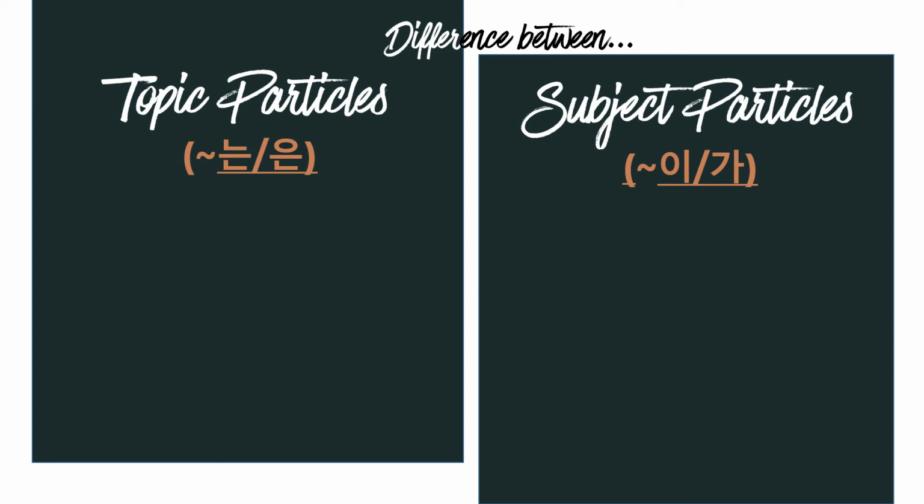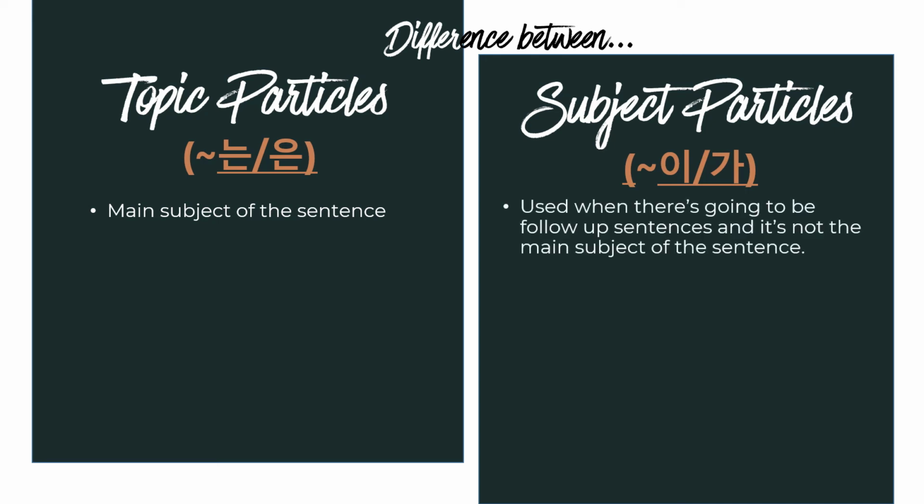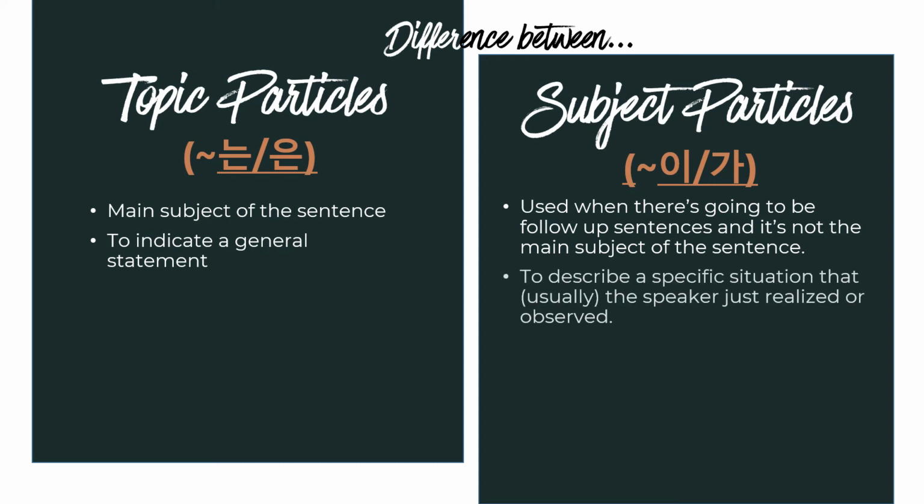So right now, the only thing that I can say most of the time is that topic particles are used when it is the main subject of our sentence, while we use the subject particles if it's not the main subject of the sentence, or if there are going to be follow-up sentences after that first part of the clause or the sentence. Another distinction is that we use the topic particles to indicate a general statement, while on the other hand, subject particles are used to describe a specific situation that the speaker just realized or observed right at that moment.